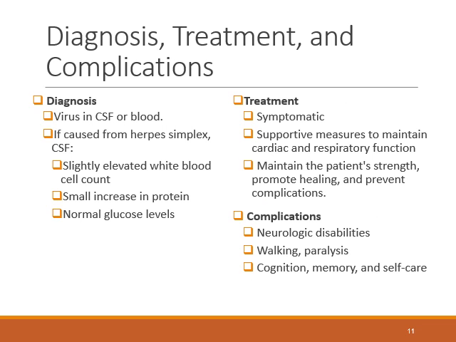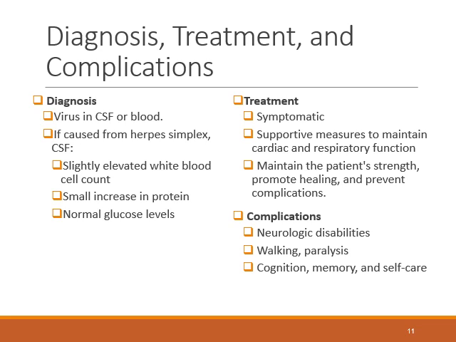Diagnosis, treatment, and complications. Diagnosis, once again, is the virus in the cerebral spinal fluid or the blood. So they're going to do a blood draw and a spinal tap. If it's caused by herpes simplex, we're going to look at the cerebral spinal fluid. You're going to have a slightly elevated white blood cell count, maybe a little bit of protein, but your glucose is going to be normal. Typically, in bacterial infections, it's probably going to be low glucose levels.